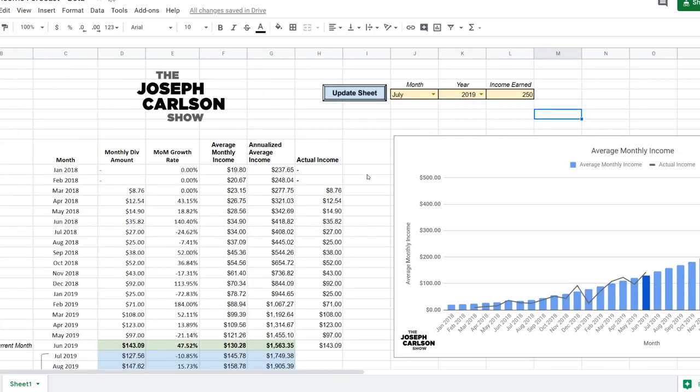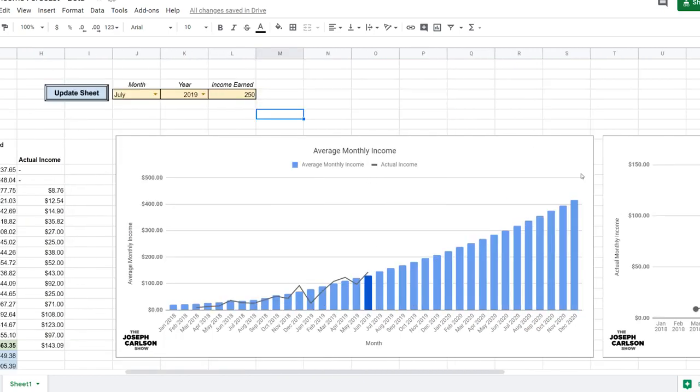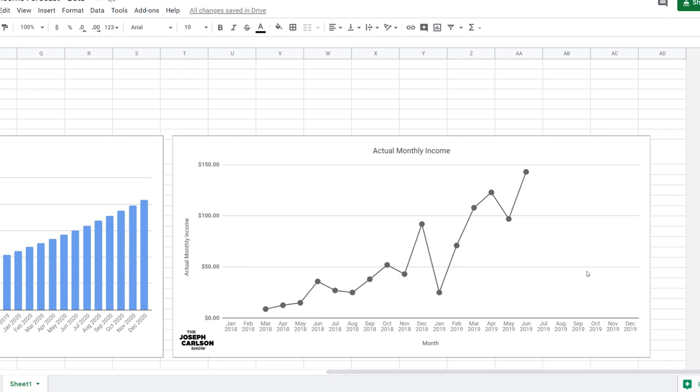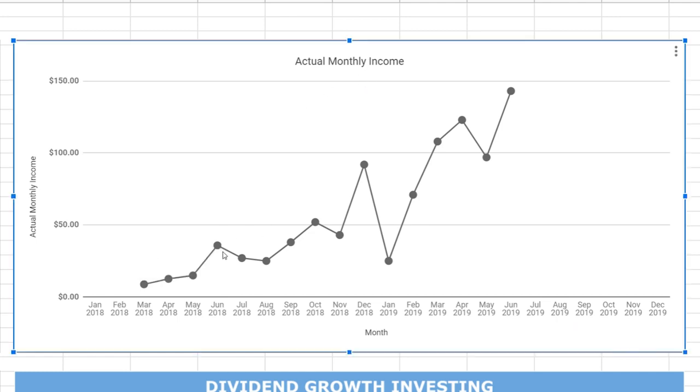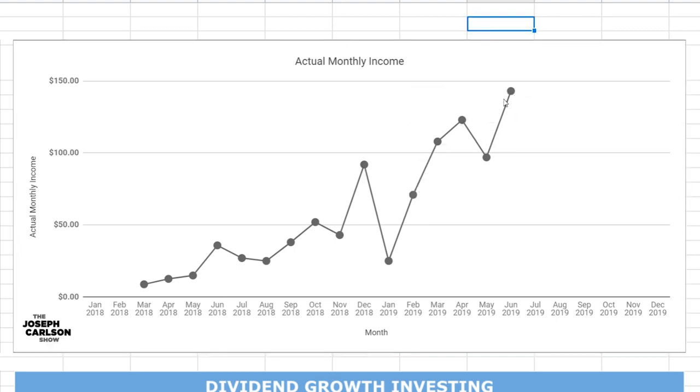Now, you'll see some stuff that looks new and then some stuff that looks familiar. So I'll go over it. The first one here, this graph off to the right, it says actual monthly income. This is identical to the previous graph I've been using, month over month, plotted out of how much money you made that month. And you can see as it goes up, $143 in June, right? That was last month. And that graph is pretty basic. You can use that as an indicator.